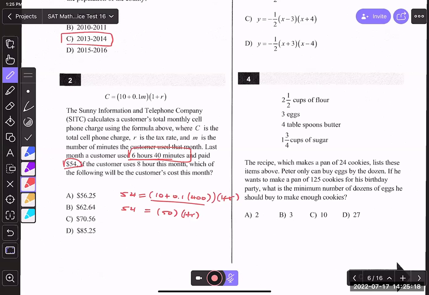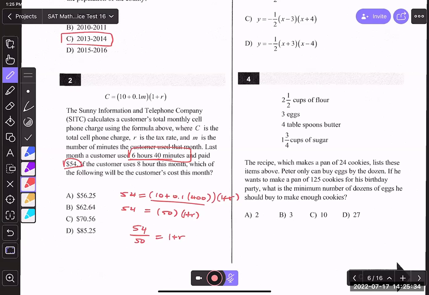So what you can do here is just divide both sides by 50, right? You get 54 over 50 is equal to 1 plus r. Does that make sense? Oh, yeah. Yeah, that's all we have to do, right?